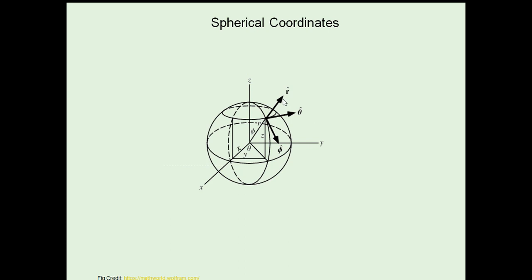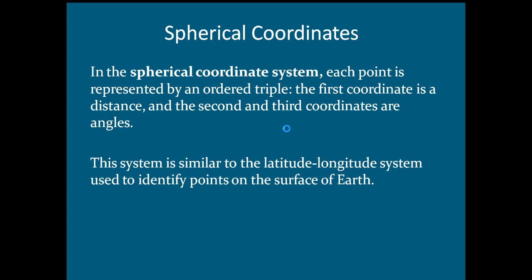This is again an r-axis, which is similar to what we have seen in the cylindrical coordinate system. Then we have the theta axis and then we have the phi axis. These two represent the angles. So in the spherical coordinate system, each point is represented by an ordered triplet. The first coordinate is a distance, and the second and third coordinates are the angles.